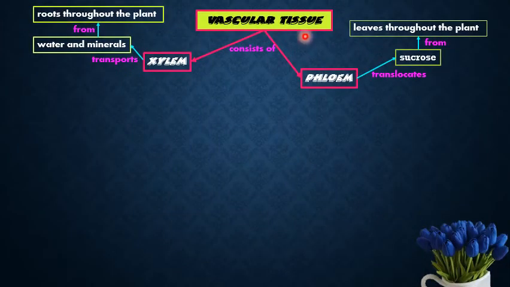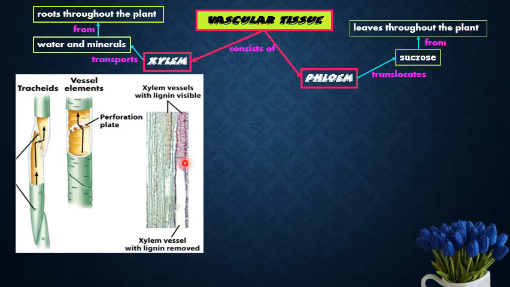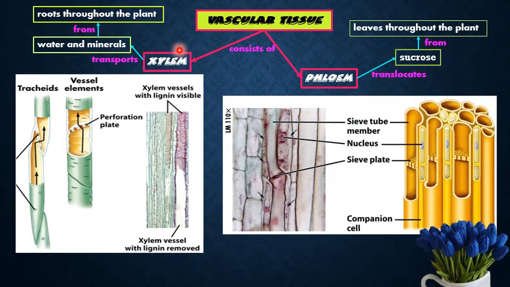You have learned that vascular tissue consists of xylem and phloem. Xylem transports water and minerals from roots throughout the plant. Phloem translocates sucrose from leaf throughout the plant. This is the diagram which shows xylems. This is the diagram which shows phloems.